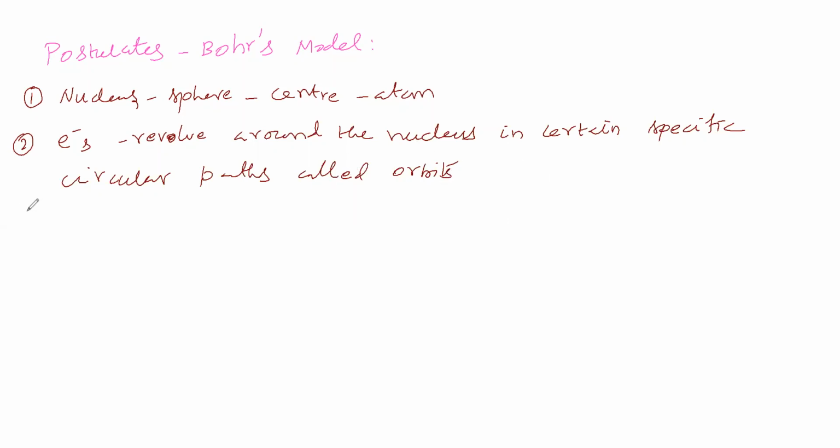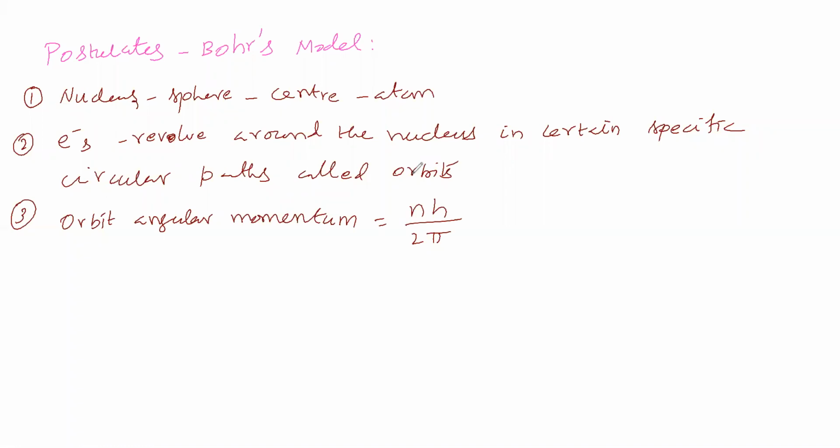So which circular path do we have to consider? Which orbit do we have to consider? For that, what is said? The orbit angular momentum is equal to nh by 2 pi. It gives the orbit angular momentum as nh by 2 pi. Which circular path is possible?